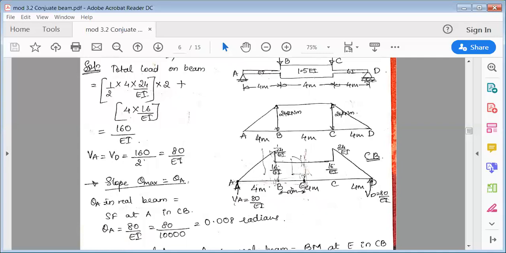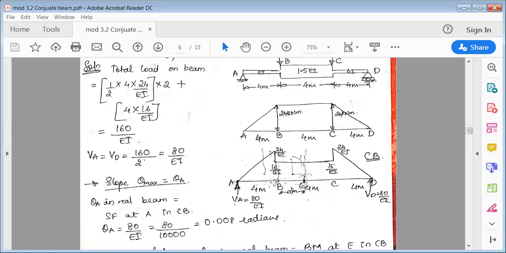When you draw this diagram, first as usual, draw the M over EI diagram with respect to the EI values. At A it is 0, at D it is 0. Now at B, to the left of B it is EI, and to the right of B it is 1.5 times EI. So accordingly you have to draw the diagram. At point B there are two ordinates. This one is 24, M over EI diagram is 24 divided by EI. This is on the left side because it should be divided by EI values only.